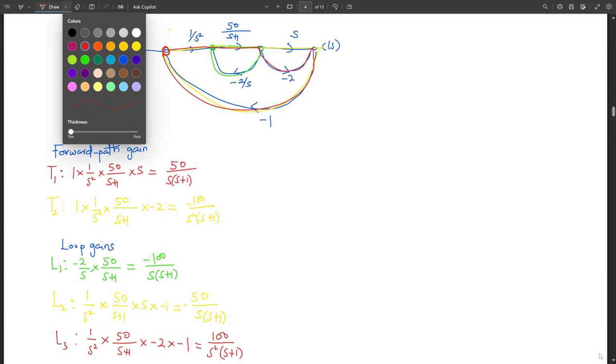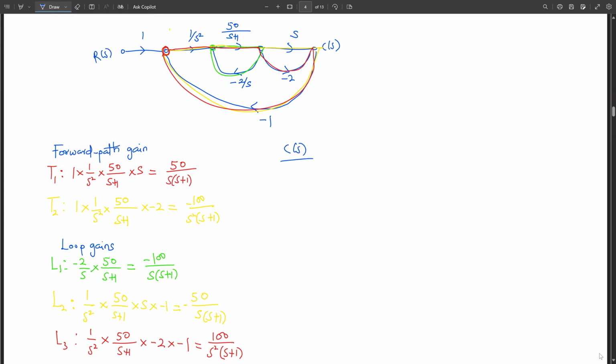So the next step from here is to use the formula. So you have C of S over R of S is equal to summation from K equals 1 to the number of paths you have here, which is 2, of T sub K all over delta. Now we already know what T sub K is from what we found here.